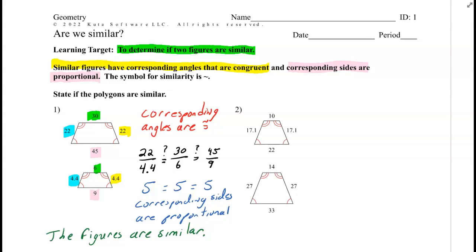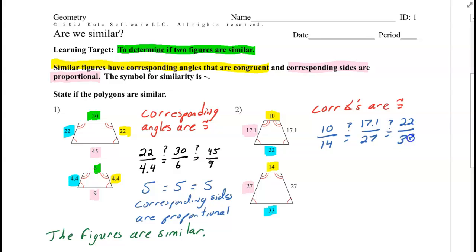So if we take a look at problem number 2, we can see that the corresponding angles are congruent. So the corresponding angles, and I'm going to abbreviate this time, are congruent. And now I need to check to see if the sides are proportional. So once again, the 10 goes with the 14, the 17.1 goes with the 27, and the 22 goes with the 33. So I'm going to check those fractions. So is 10 over 14 the same as 17.1 over 27, and is that the same as 22 over 33? So let's get out our calculators and figure out the decimals.